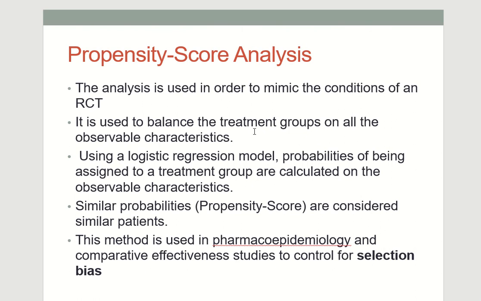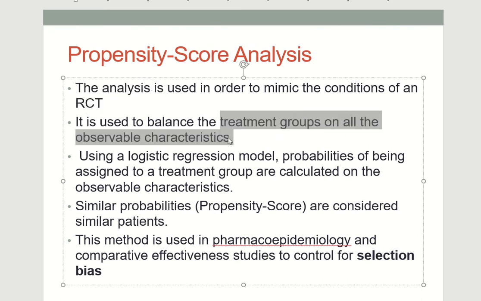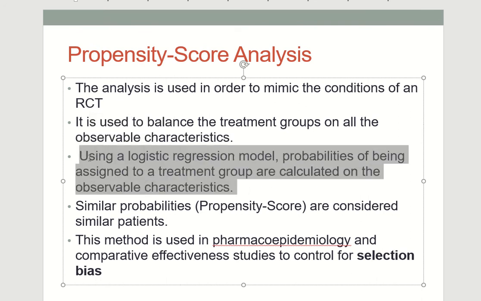So let's see how we described it here and see if it makes sense with what I just explained. The analysis is used in order to mimic the condition of an RCT. Yes, propensity score tries to mimic randomization to make the two groups equivalent. It is used to balance the treatment groups on all the observed characteristics. As I told you, we try to make the two groups equivalent with regard to the baseline characteristics. Using a logistic regression model, probabilities of being assigned to a treatment group are calculated from the observed characteristics. So that's what I'm saying.